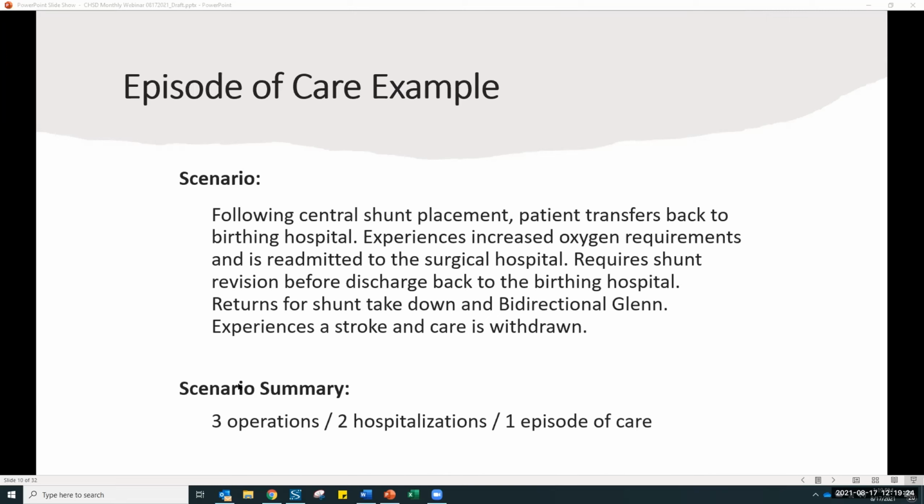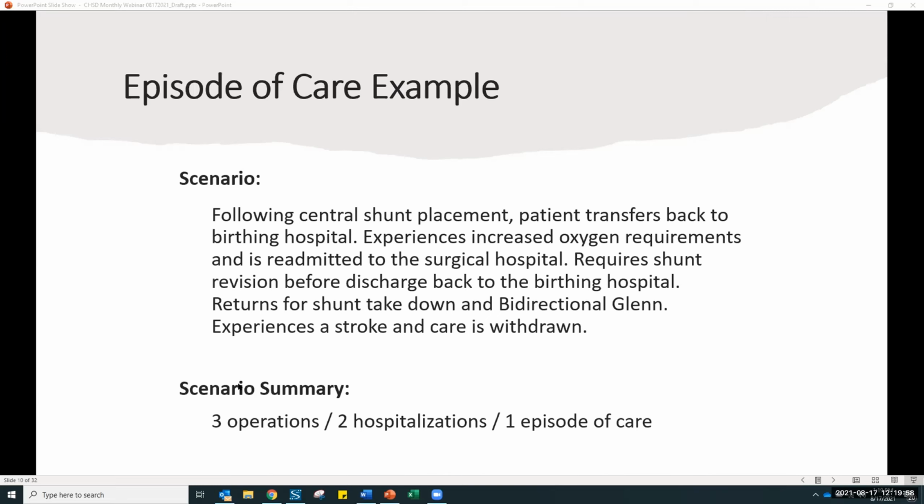So you're correct that the hospitals will have overlap, but they will have different index operations and different lengths of the episode of care. For hospital A, their episode of care will be from their admission through the death that occurs then at hospital B. And their index operation, whatever their initial operation was prior to transfer to me, would be their index operation. Whereas when the patient transfers to me, my episode of care will start at admission to my hospital, and my index operation will then be that central shunt placement.